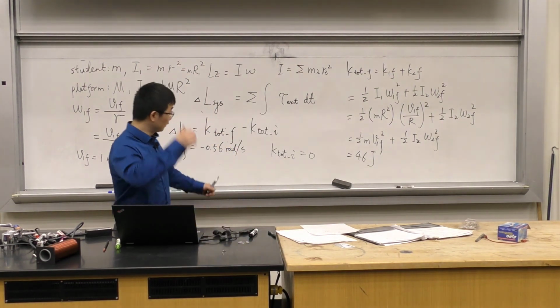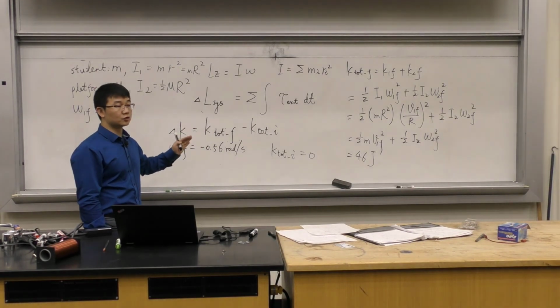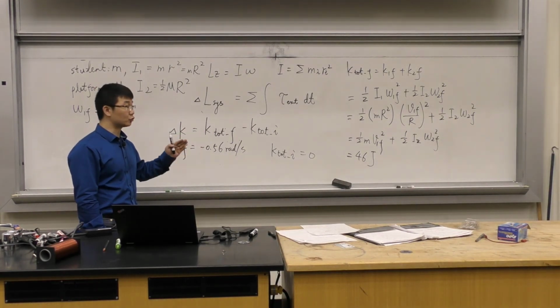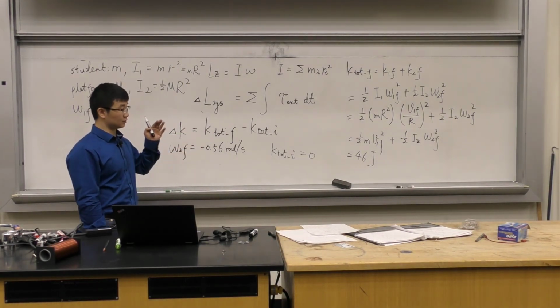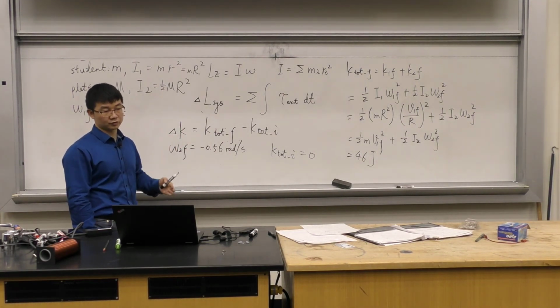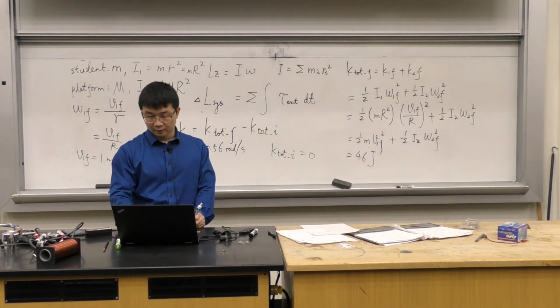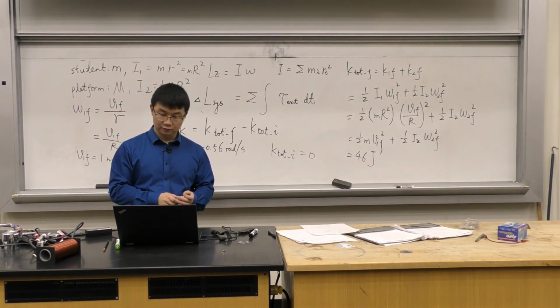So that's why this is also a perfect example where you see that you should use conservation of angular momentum. You shouldn't use conservation of energy, because that involves different forms of energy, the chemical energy from the person, from the food the person eats, okay? All right, so I'm going to stop here for this video.